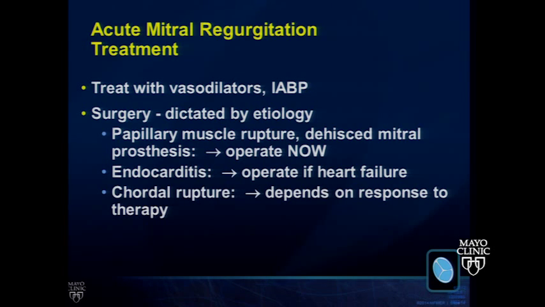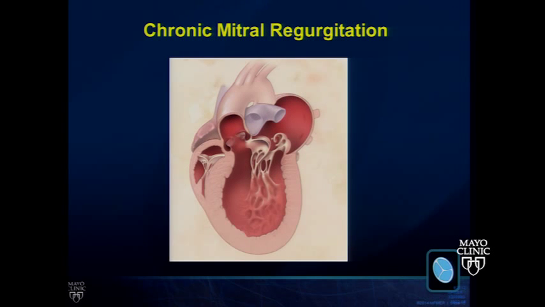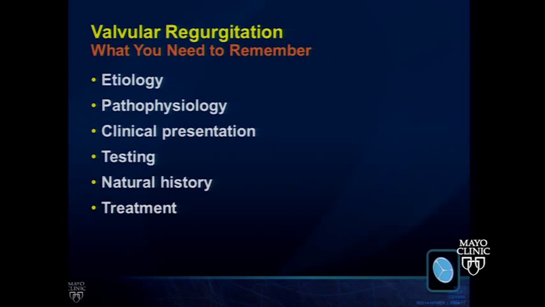But if you have acute, severe mitral regurgitation due to damage in the mitral valve apparatus and it's causing severe heart failure, you go in and operate. So if your echo is negative, you've got to go on because you might not see the color due to acoustic shadowing. Get TEE or cath, but remember that in patients with severe acute pulmonary edema and normal left ventricular function, think severe mitral regurgitation. Okay? It'll come up again and again. Now, let's turn to chronic mitral regurgitation.